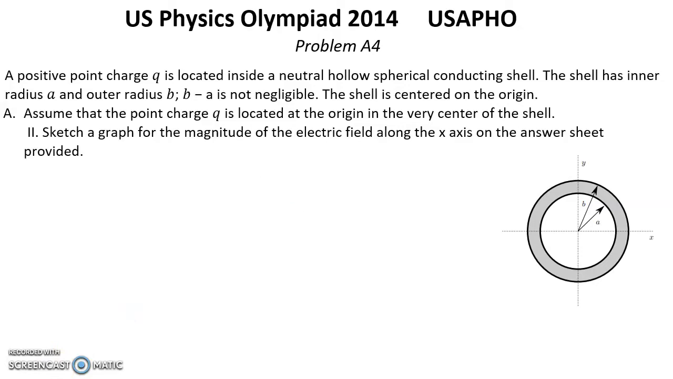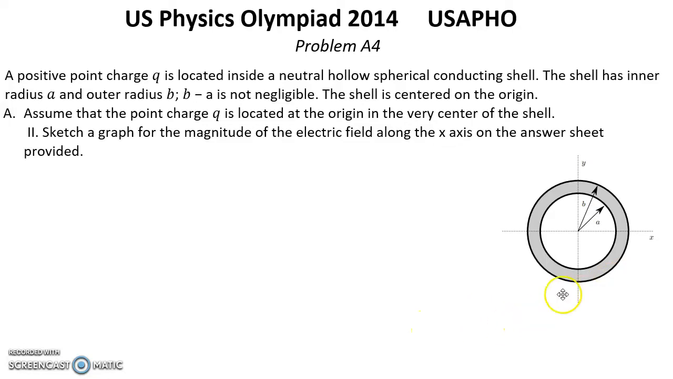Question 2. Sketch a graph for the magnitude of the electric field along the x-axis on the answer sheet provided. Solution. Because the shell is a conductor, we have a zero electric field inside of it, because electric charge is distributed on the inner surface of the shell with a charge negative Q, and there is a charge positive Q on the outside surface of the shell, and both charges are uniformly distributed.